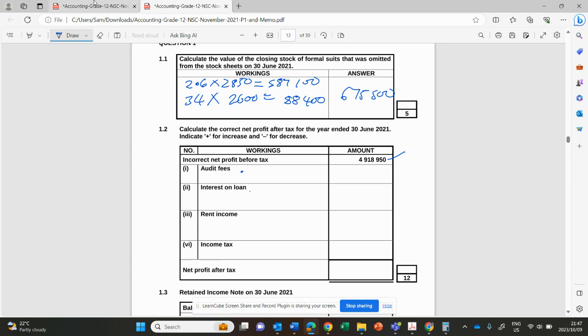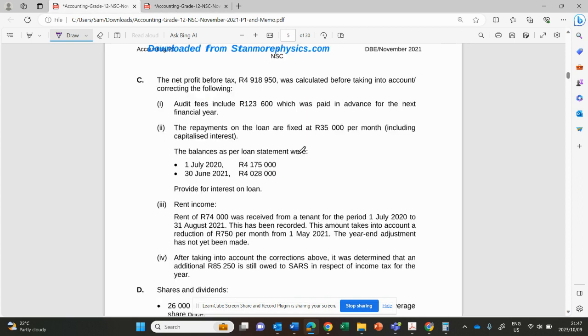Let's go and check audit fees. They're saying audit fees include 123,600, which was paid in advance for the next financial year. In other words, the accountant included the income for the next year in other income, which is wrong. So you need to remove the next year's income.